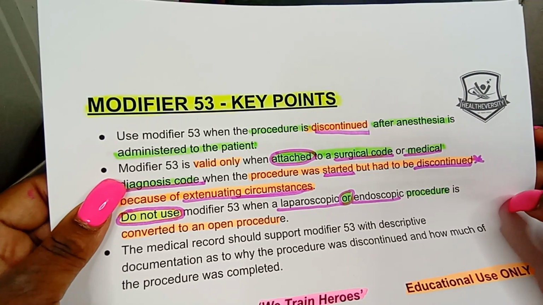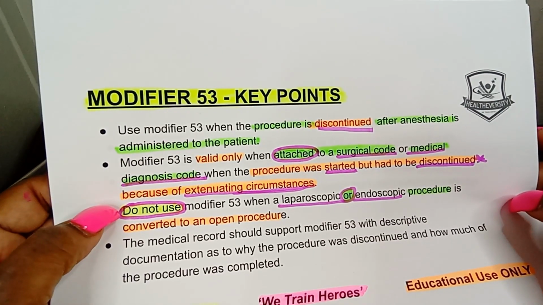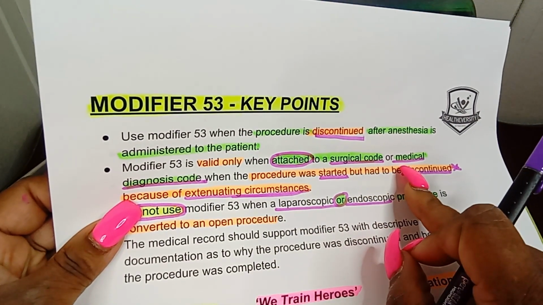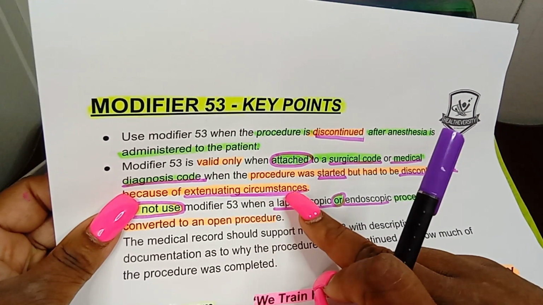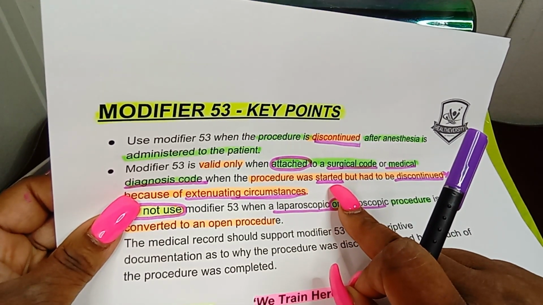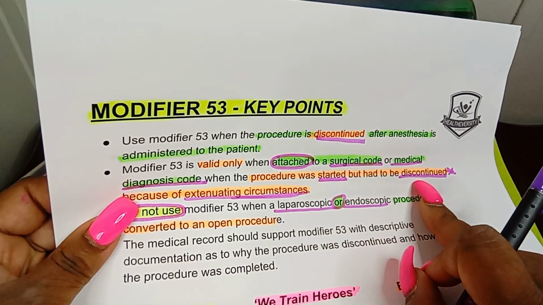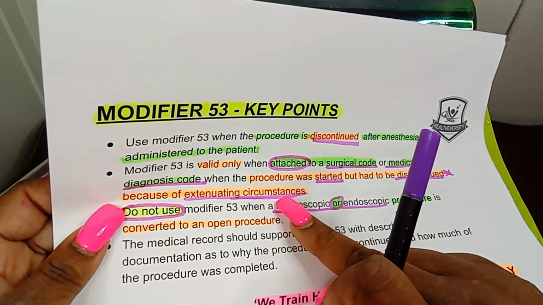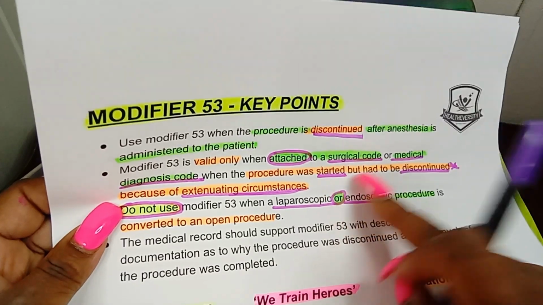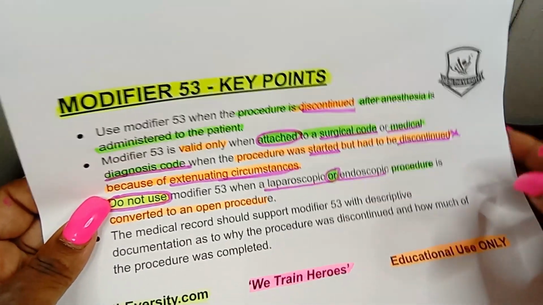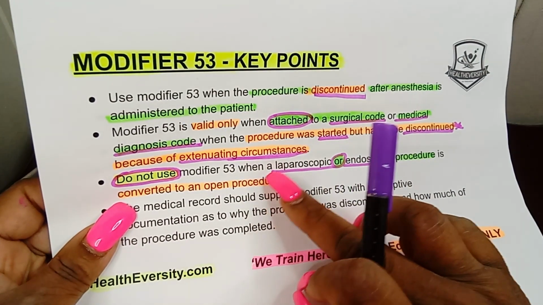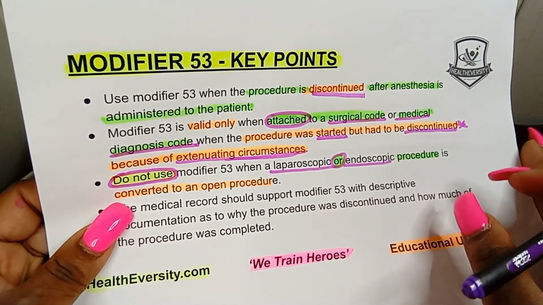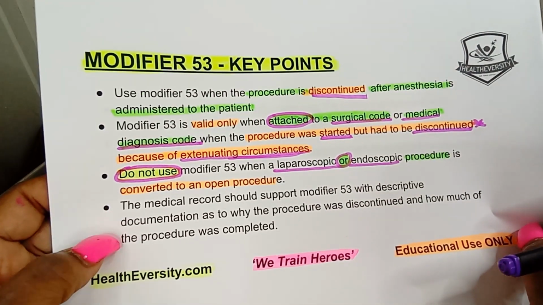Next point. Modifier 53 is valid only when attached to a surgical code or a medical diagnosis when the procedure was started but had to be discontinued. So they started it and then they discontinued it because of extenuating circumstances. So they started it, then they had to stop. Do not use modifier 53 when a laparoscopic or endoscopic procedure is converted to an open procedure.